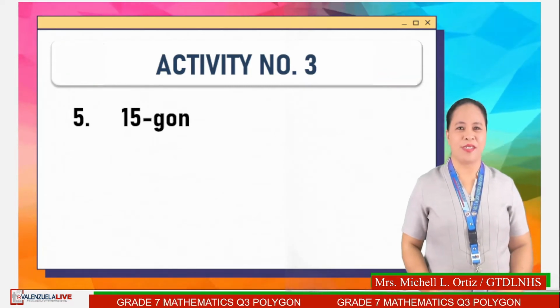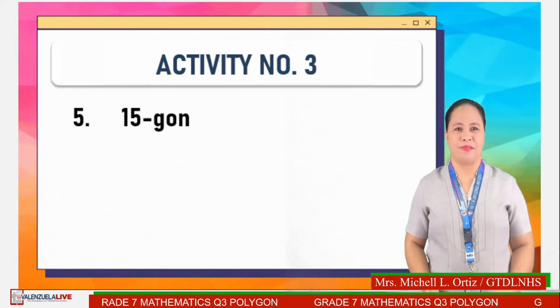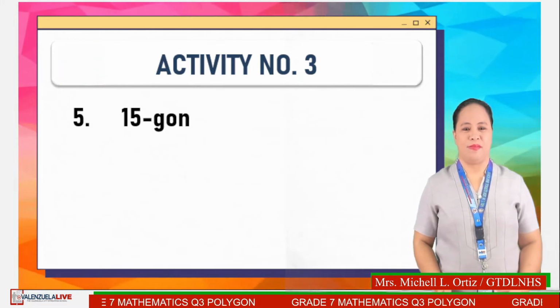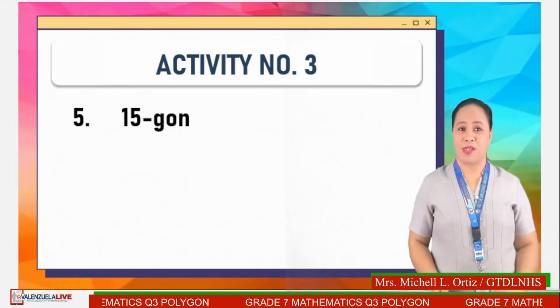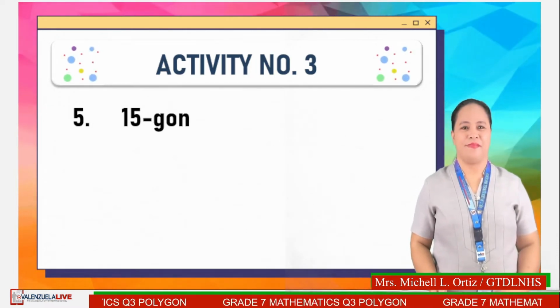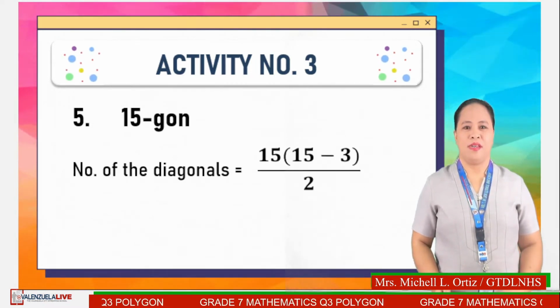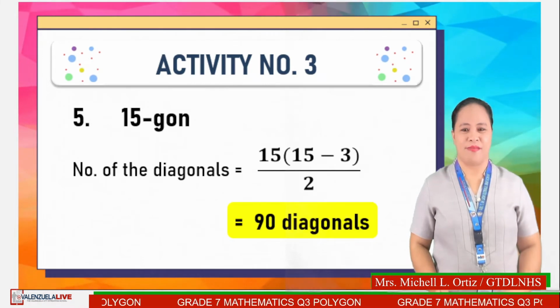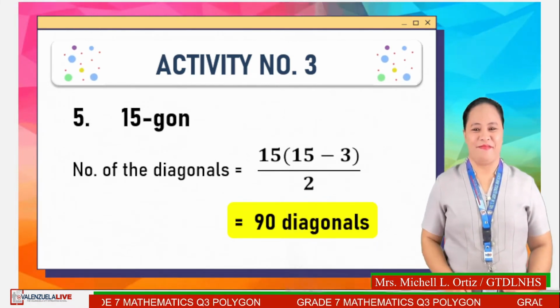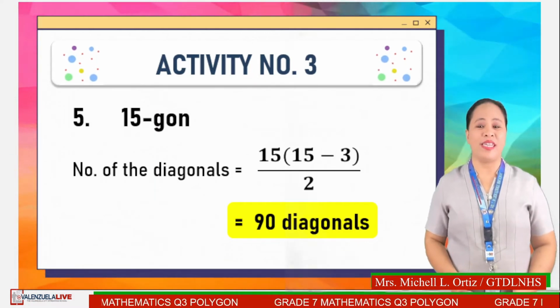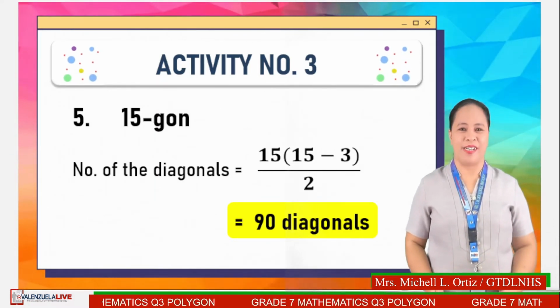5 seconds, go. Correct answer is 90 diagonals. Did you get them all correct? That's great. Let us now proceed with the next lesson, the triangle.